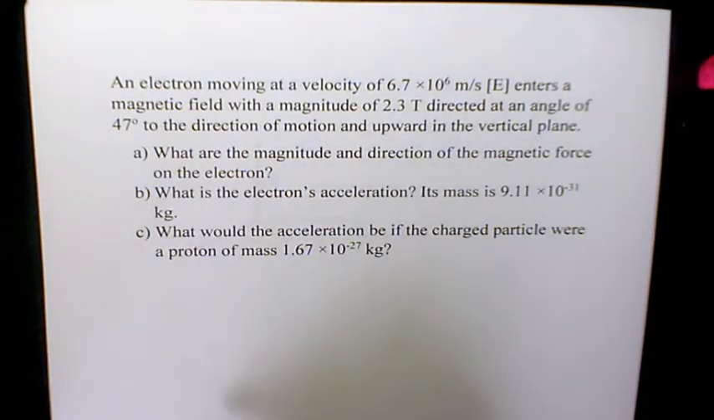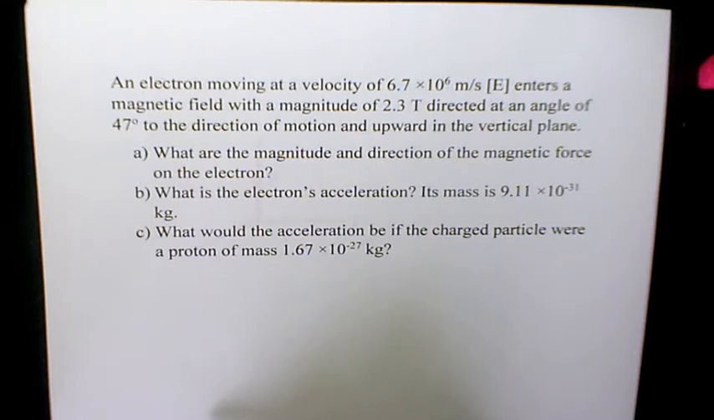An electron moving at a velocity of 6.7 times 10 to the power of 6 meters per second east enters a magnetic field with a magnitude of 2.3 Tesla directed at an angle of 47 degrees to the direction of motion and upward in a vertical plane. What are the magnitude and direction of the magnetic force on the electron?